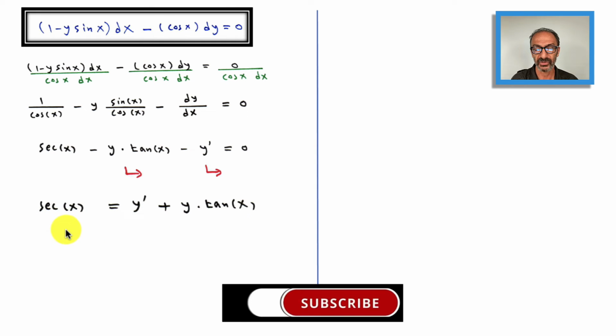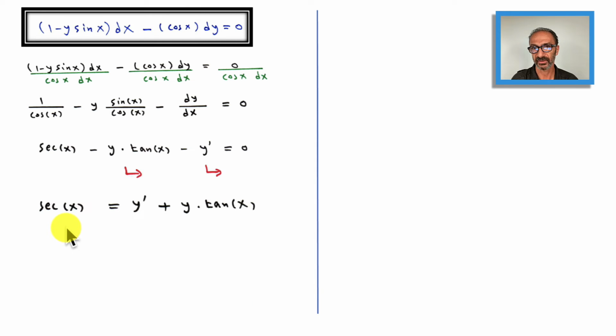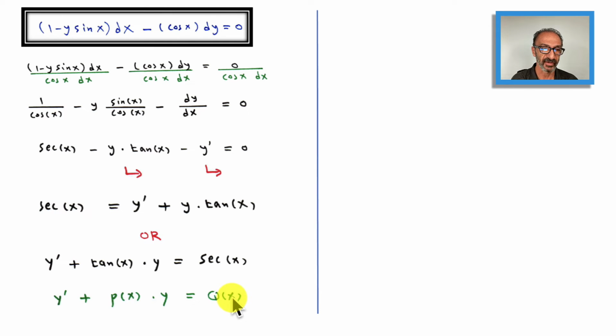Let's rearrange so we can compare it to the general form of the first order linear differential equation. Let's write this on the left and write this on the right. So now it looks like what we expect. y prime plus p of x, that means p of x is tan x, times y equals q of x, which means q of x is secant x.